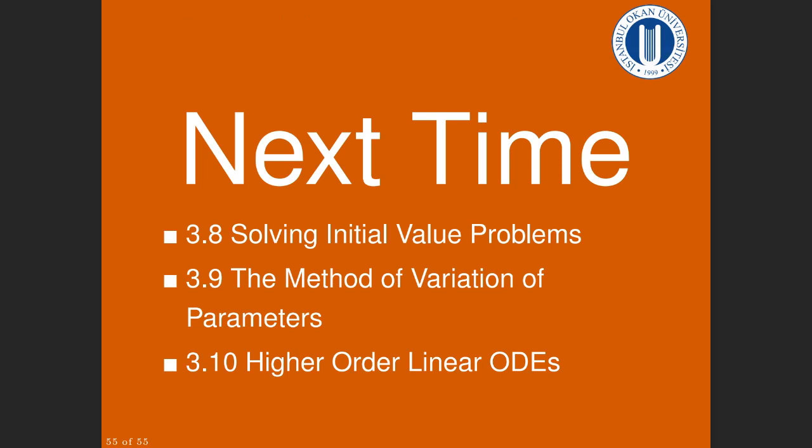That's the end of today's lesson. We'll do more examples next time. In section 3.8, we're going to be solving some initial value problems using the method of undetermined coefficients. In section 3.9, we're going to look at the other method to find a particular solution, the method of variation of parameters. And then finally, in section 3.10, we're going to extend our ideas to higher order linear differential equations. Are there any questions?